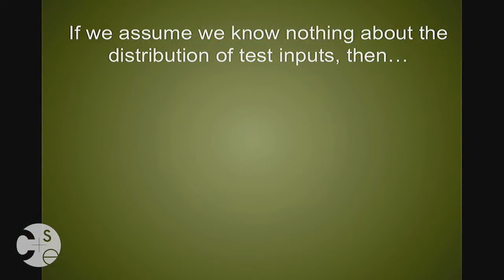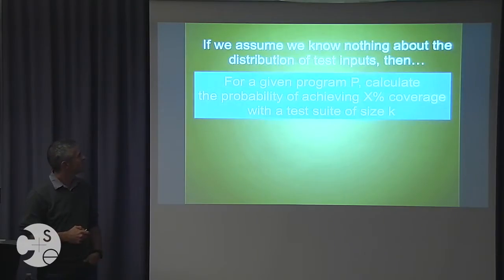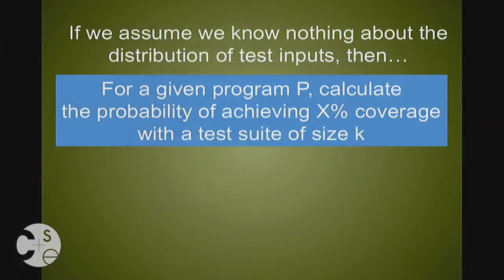This time it is actually a bit more contentious, because I think in real testing, testers actually do know something, and they often know a lot, but we'll get to that maybe a little later. But for now, let's assume we don't know anything. And now we want to calculate the following thing. For a given program P, calculate the probability of achieving X% coverage with a test suite of size K.